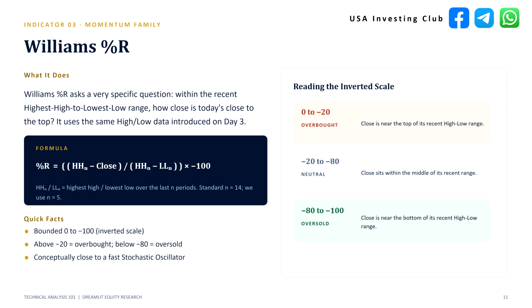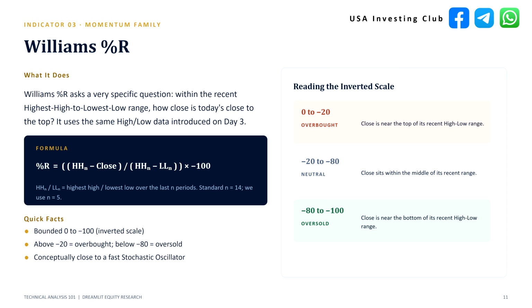Williams percent R asks a very specific question. Within the recent highest high to lowest low range, how close is today's close to the top? It uses the same high and low data you first worked with on day 3. Here's the formula. Percent R equals the quantity highest high over n periods minus today's close, divided by the quantity highest high minus lowest low over n periods, times negative 100. Highest high and lowest low are simply the highest high and lowest low over the last n periods. The standard look back is 14 periods, and we'll use 5 for our hand-worked example.